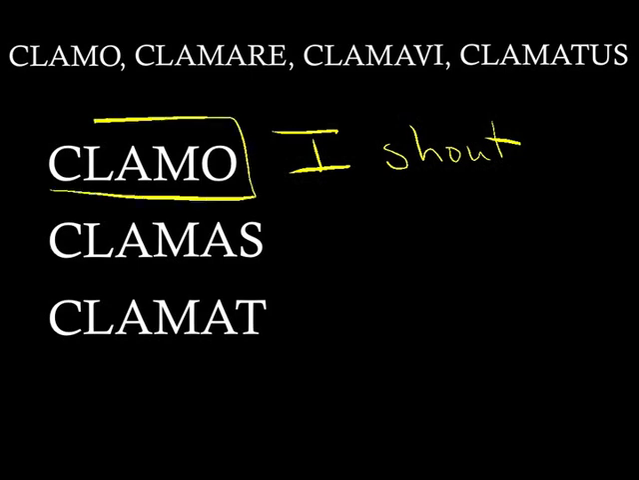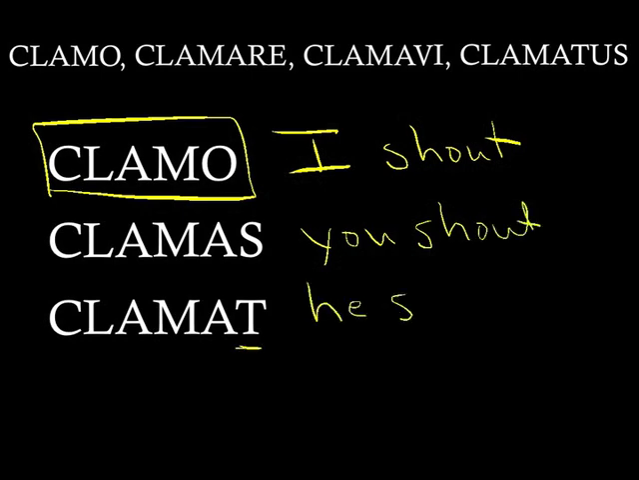So, clamo, clamare means to shout, so that means clamo means I shout. Just by itself, this word all by itself is a sentence. In Latin, you only need one word to make a sentence. Clamas is you shout, and clamat is he shouts.